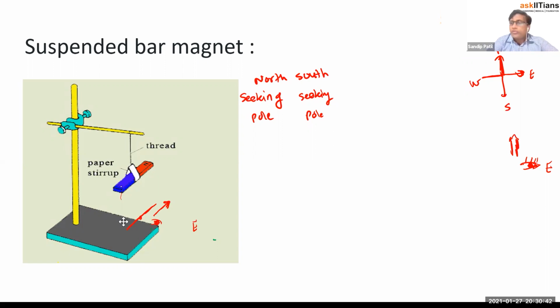And again, I told you how to find the North Pole and South Pole. For North Pole, look at the rising sun. Rising sun means when? Is it in the morning or evening? Obviously, it is the morning. So in the morning, look at the east and stretch your left hand. You will get the north direction. That is actually called the north seeking pole. The other one is the south seeking pole. So this is the example or property of the suspended bar magnet.